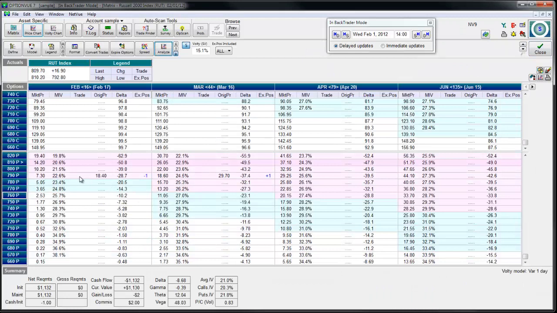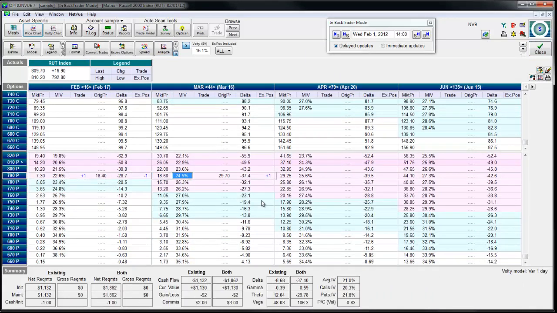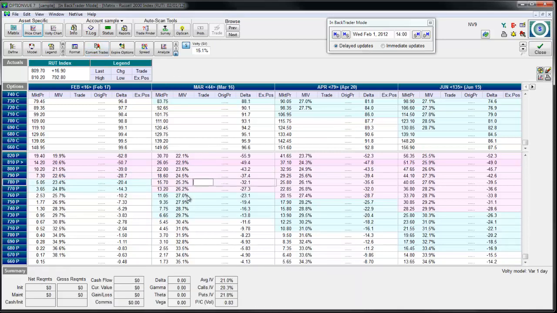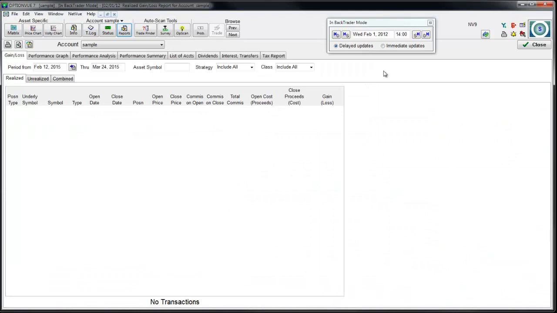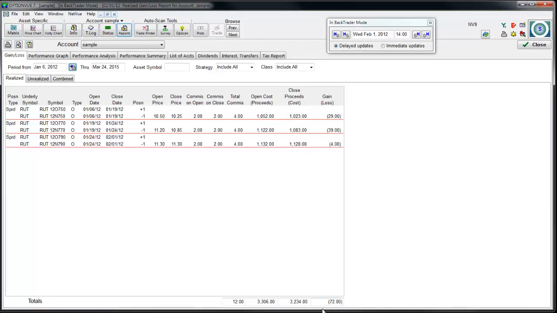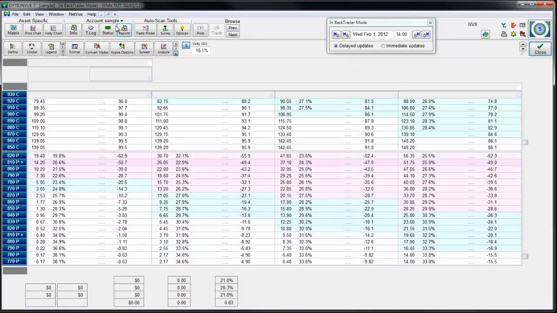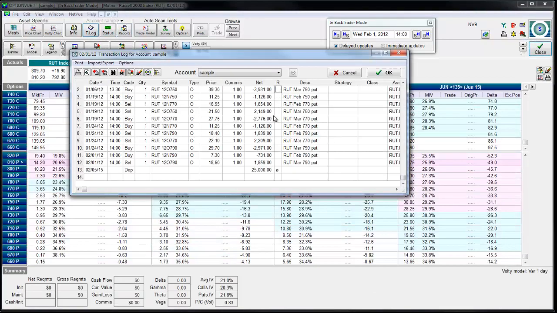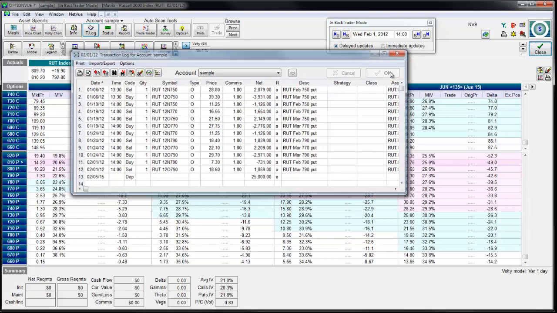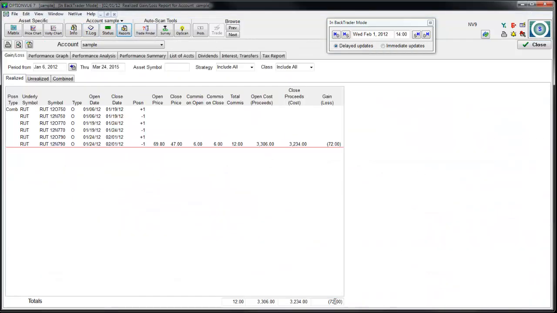I would close the trade. And that's what I would do. I would say, okay, this trade didn't work out. Now I have to reconcile each one of these trades, so we give them all the same number. These are just quirks of OptionsView. So lost $72.